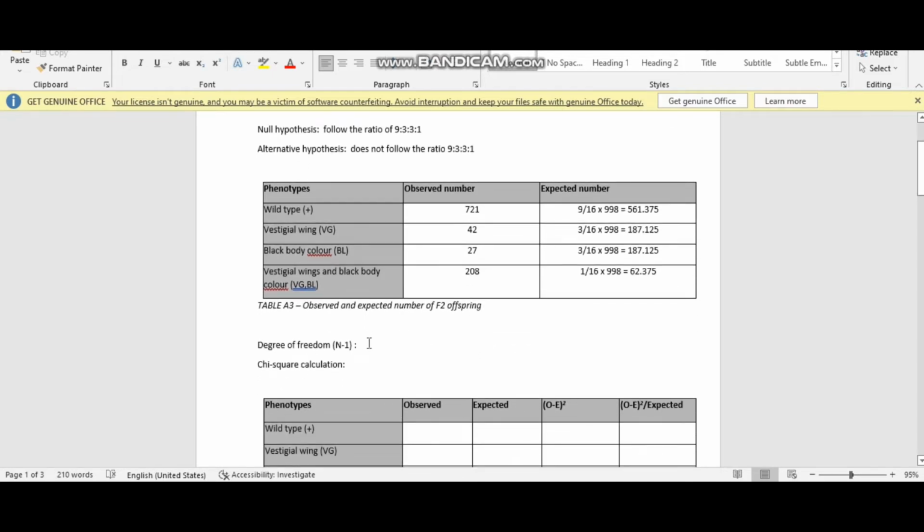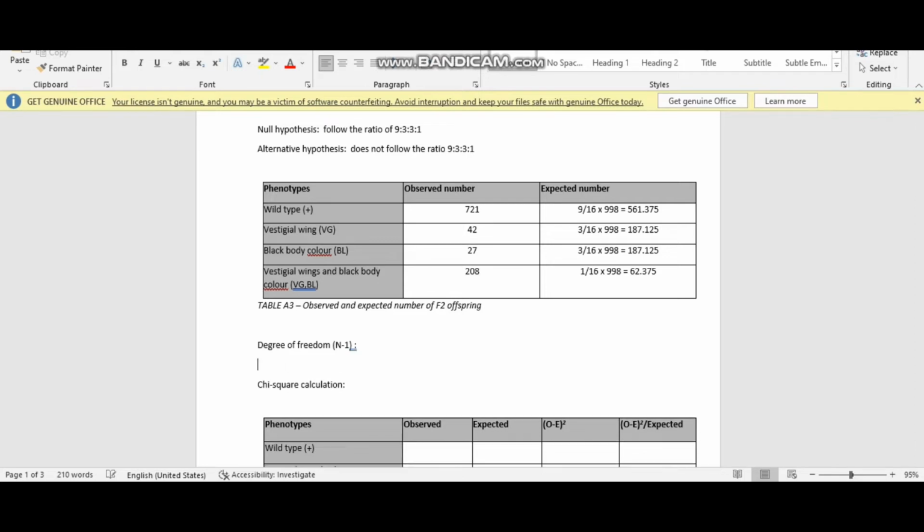For the degree of freedom, the formula is the number of traits minus 1. So we have 4 types of traits. So 4 minus 1 is equal to 3. So the degree of freedom is 3.